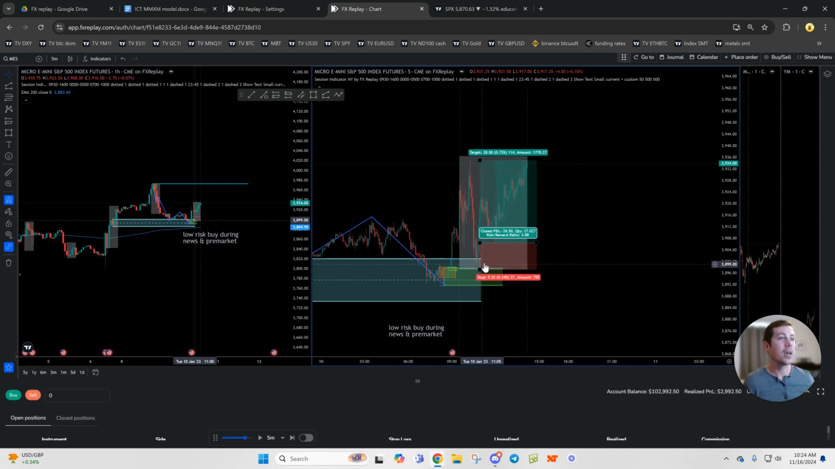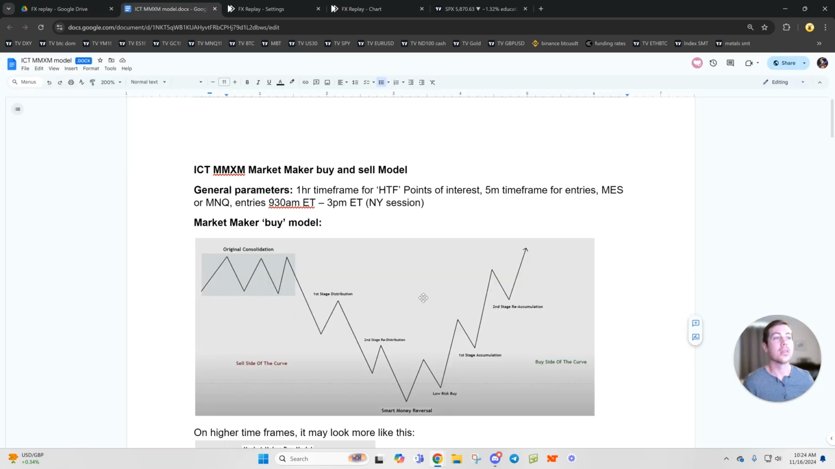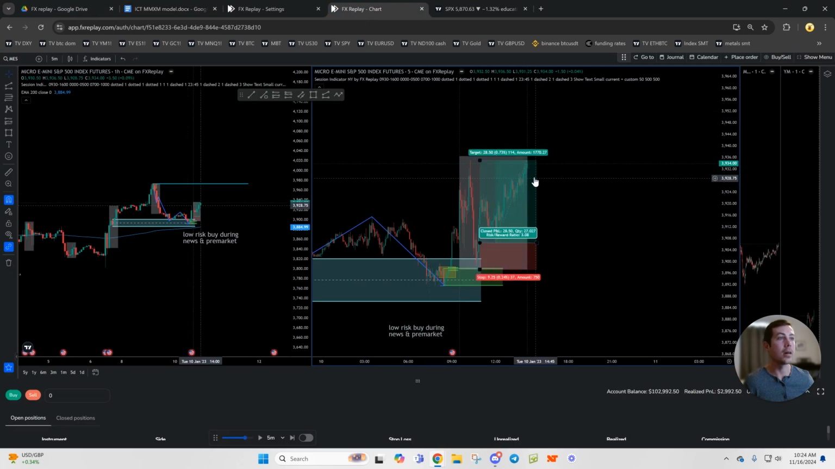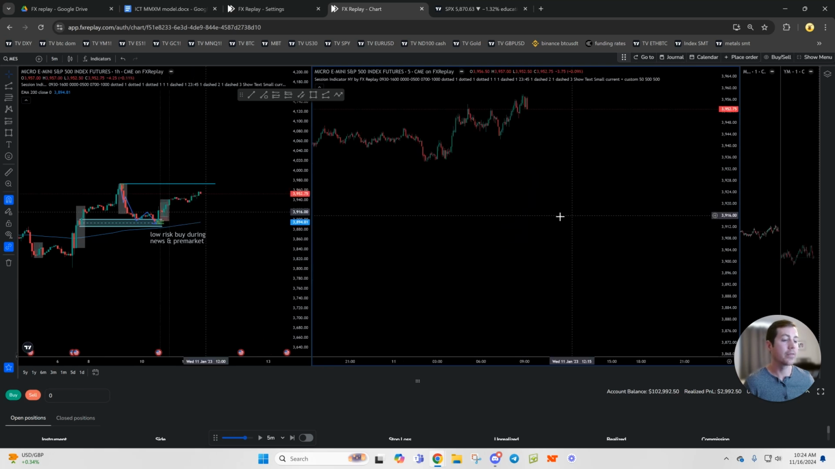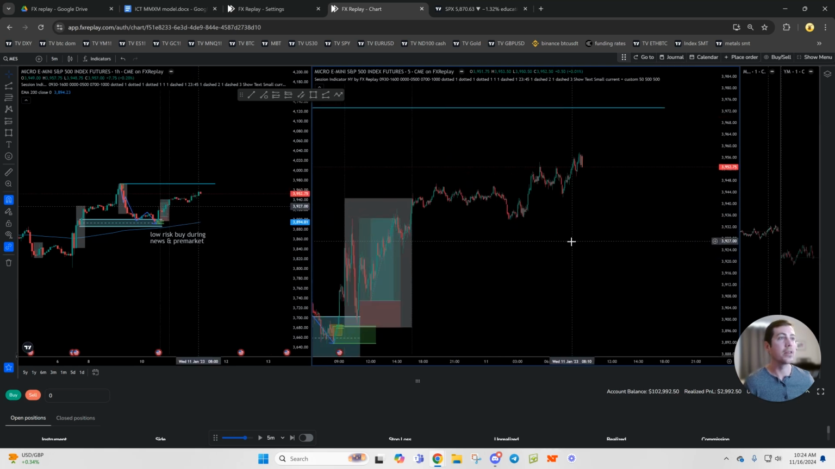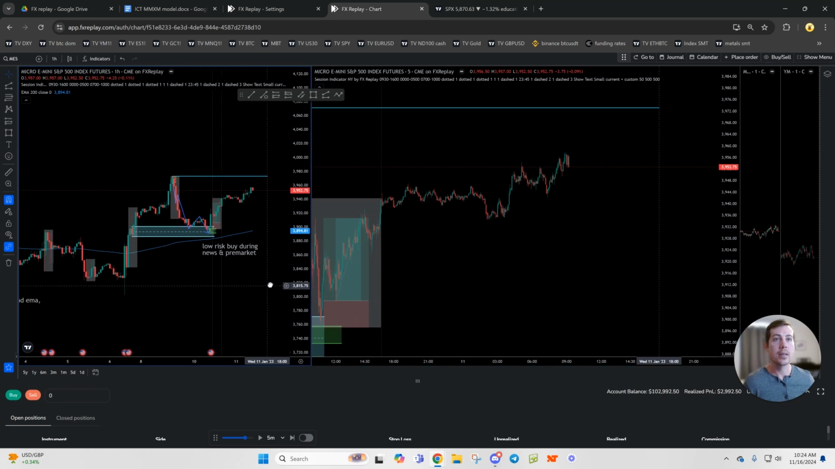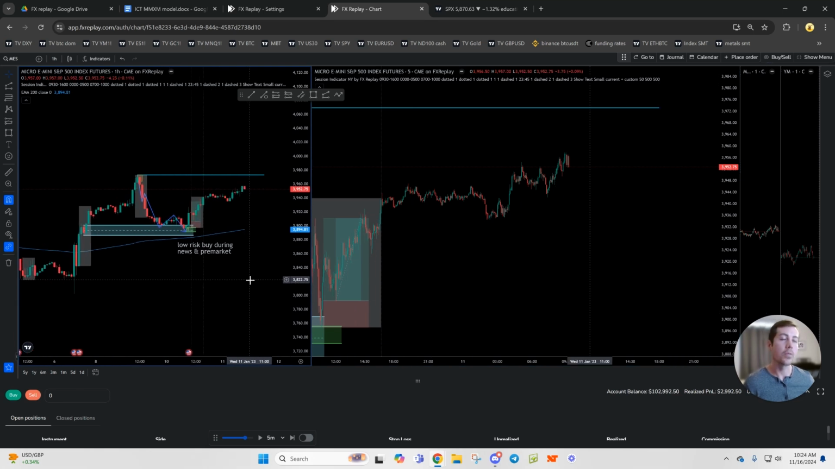So this is a first stage accumulation entry for this market maker model. We were able to catch a nice 3.08R, and we'll go to the next New York session because we're coming to the end of the day. And at any point, again, feel free to give a shout in chat if you have any questions or anything like that.